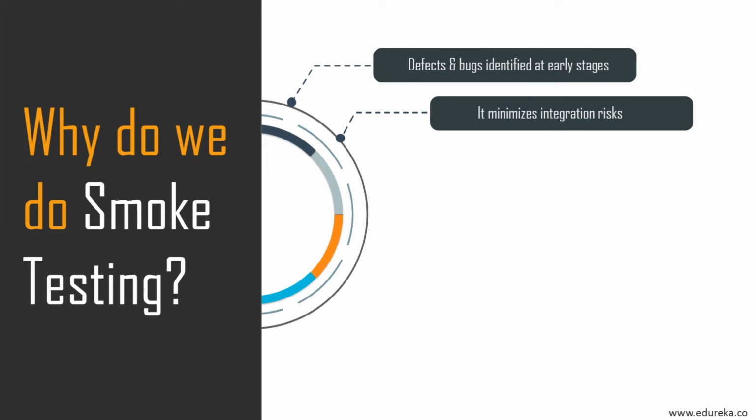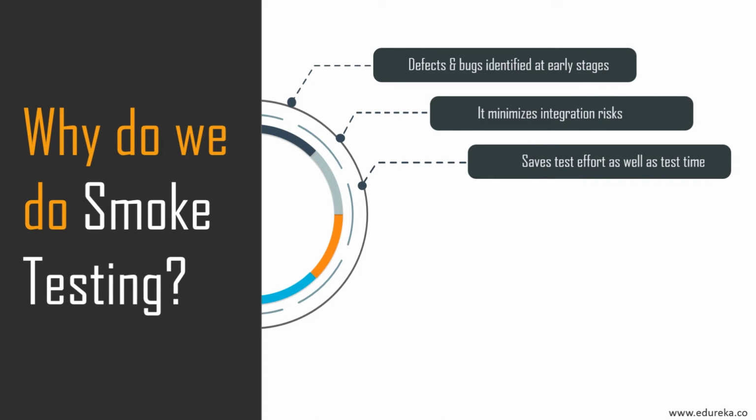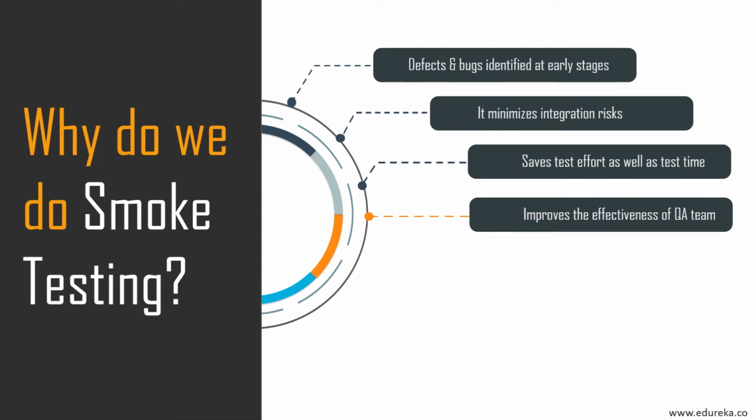Secondly, it minimizes the integration risk and helps in finding the issues that get introduced whenever you integrate the components after unit testing. Smoke testing can be carried out in a small time. It can be executed within a few minutes for every particular build. Smoke testing also improves the effectiveness of the QA team. Instead of wasting test cycles by attempting to run a large test suite when there are issues, the QA team can simply opt for smoke testing.